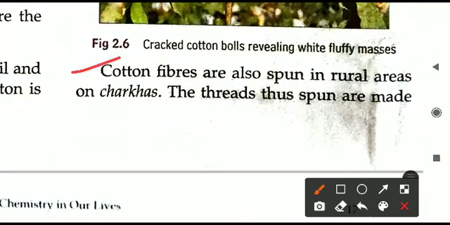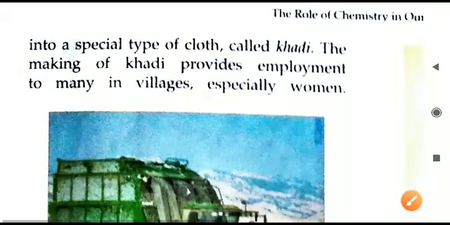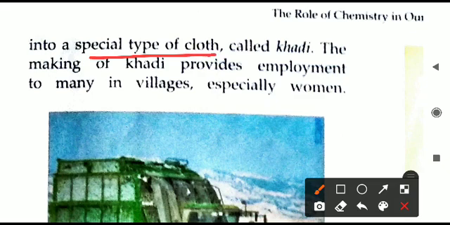Okay, the cotton fibers also, they are spun in the rural areas. They are using the charkhas there, and the threads that are spun are made into a special type of cloth. What is the special type of cloth that is produced using the charkha? That is called khadi. All these important terms, please keep on marking. This can be asked in exam.